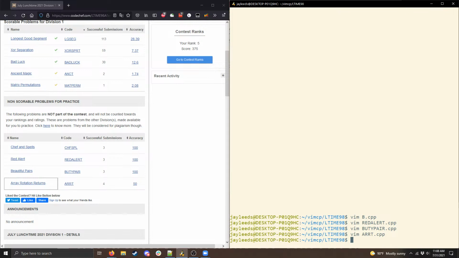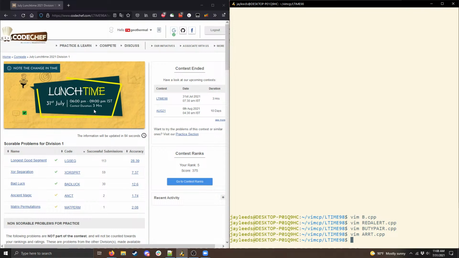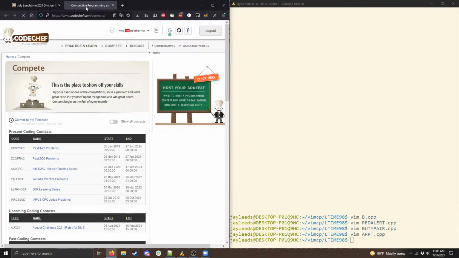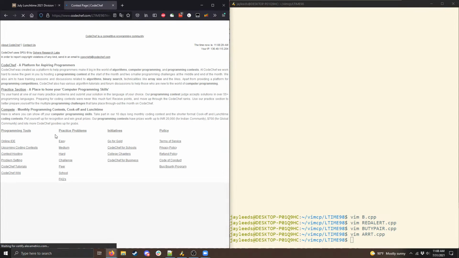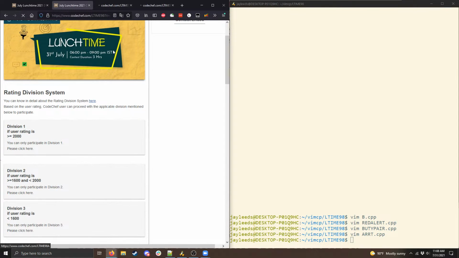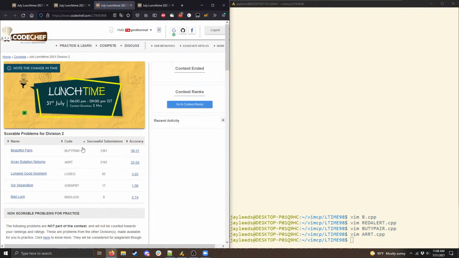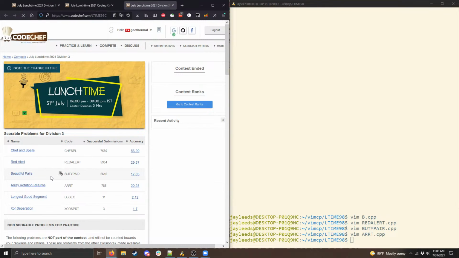All right. So now we're moving on to the div1 problems. As you all might have noticed, let me see what the final scoreboard looks like. But it was pretty clear that there was a very significant difficulty jump between array rotations and then longest good segment, which is the next problem.